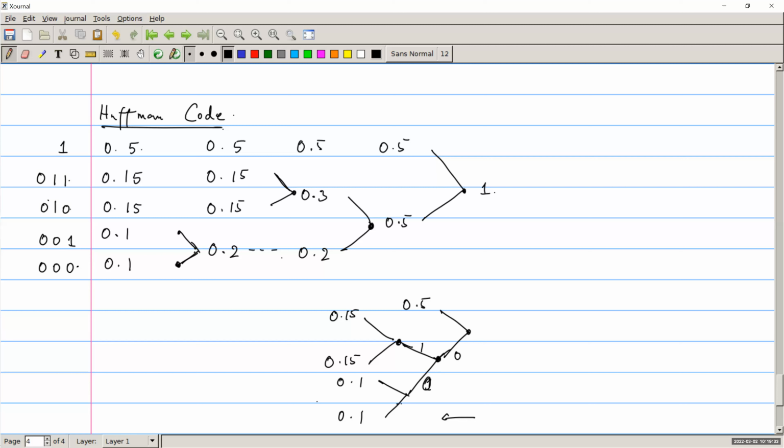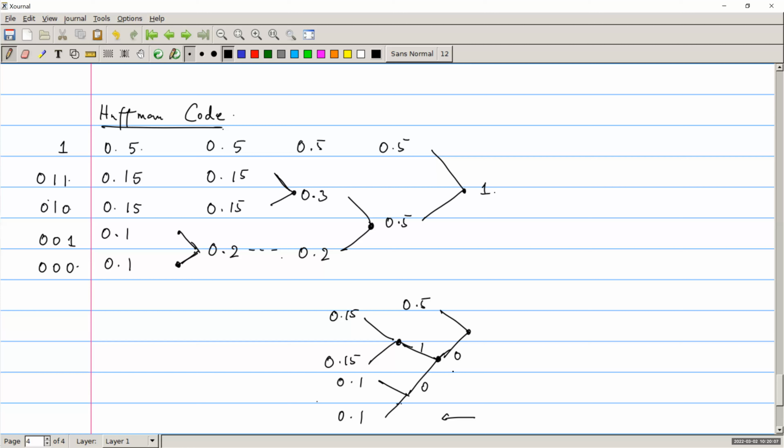Does this make sense? It's essentially a greedy construction where you combine the two smallest probabilities at every step. If you have multiple choices, say three probabilities that are exactly the same, you could combine any two. It's not going to make a difference. So this is the Huffman code.